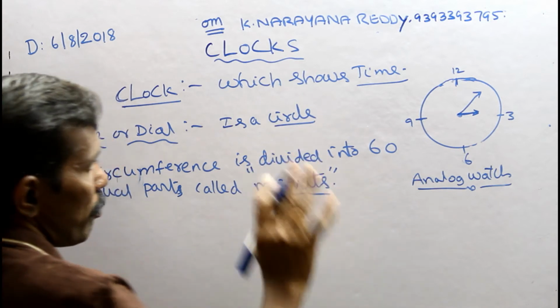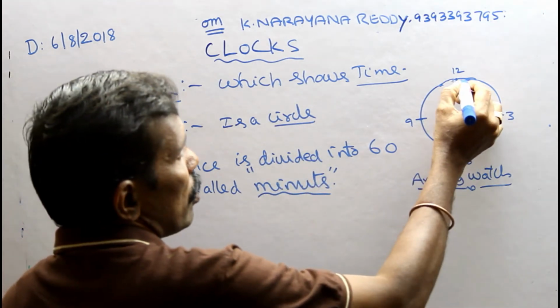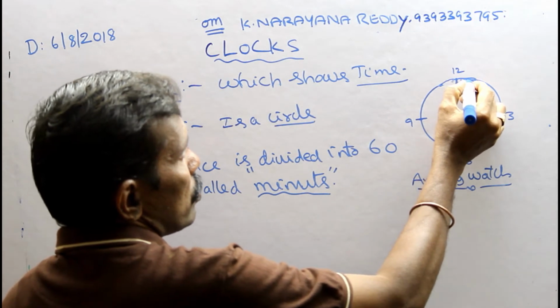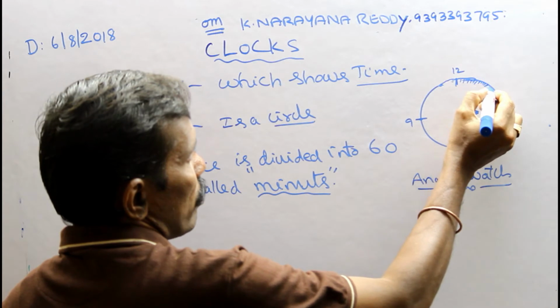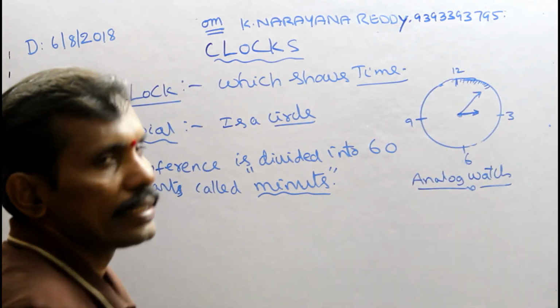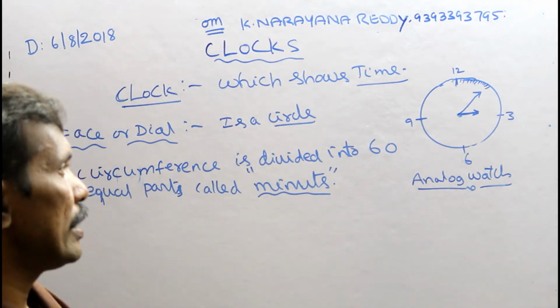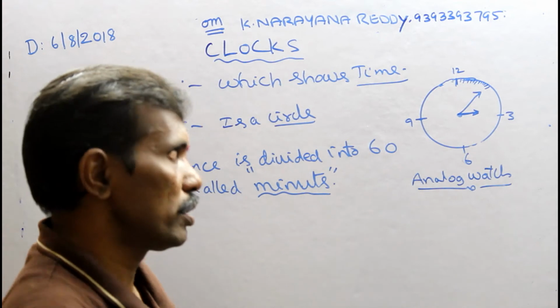This is the important point in a watch. So 1, 2, 3, 4, 5, and in this way the circle is divided totally into 60 equal parts. That is minutes. 60 minutes is nothing but 1 hour, you know that.